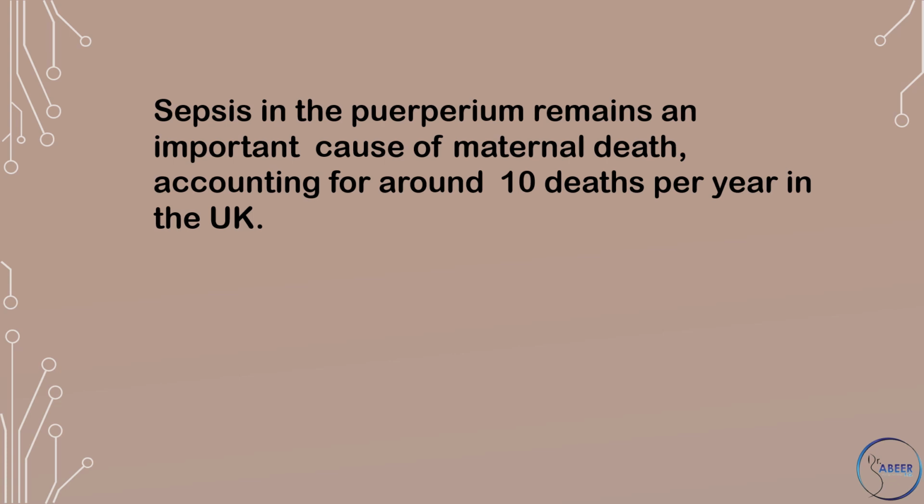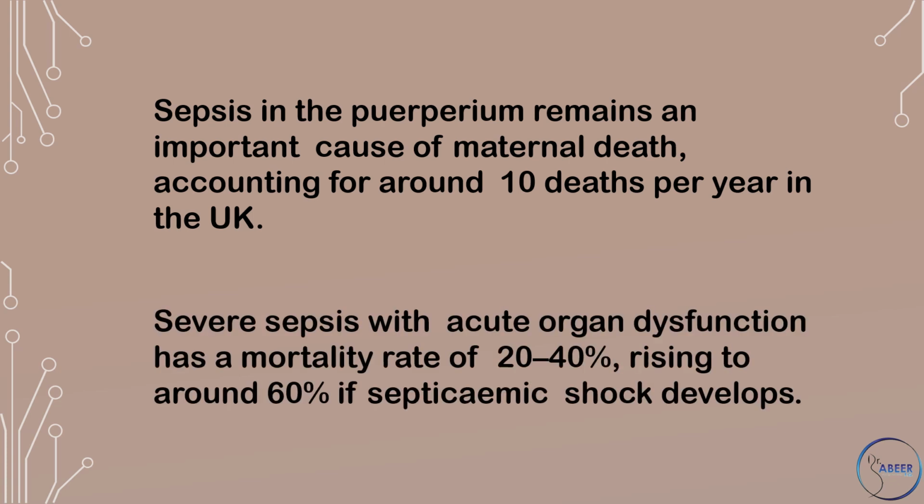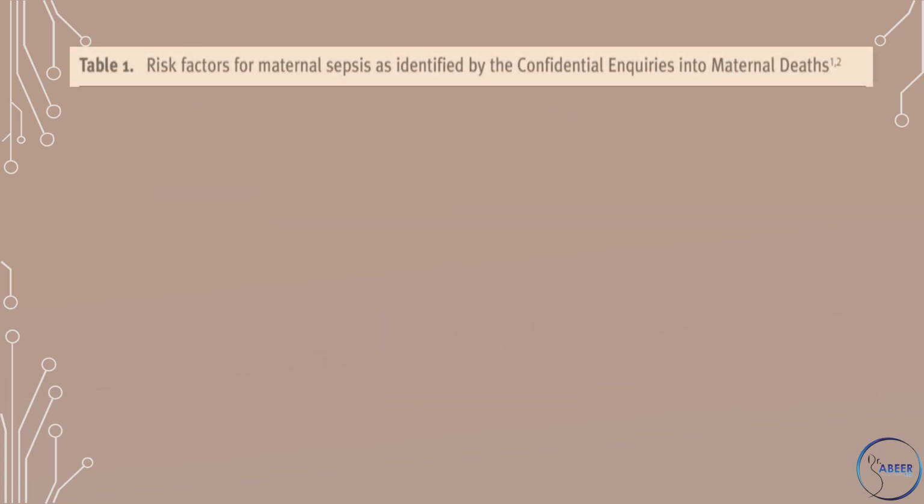Sepsis in the puerperium remains an important cause of maternal death, accounting for around 10 deaths per year in the UK. Severe sepsis with acute organ dysfunction has a mortality rate of 20 to 40%, rising to around 60% if septicemic shock develops. Table number 1.